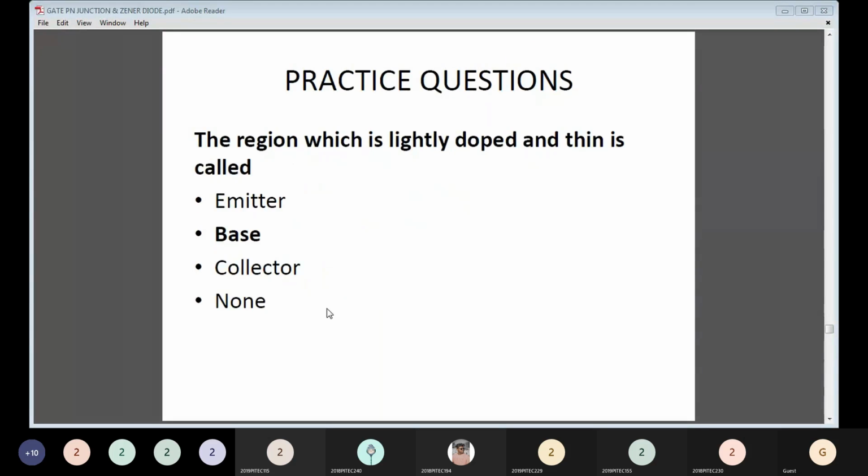The region which is lightly doped and thin is called. As you all know, if the region is lightly doped, the depletion region width will become thin. Here we have emitter, base, collector and none. We know that the collector is the moderately doped region. So the region which is lightly doped is the base terminal of the transistor.